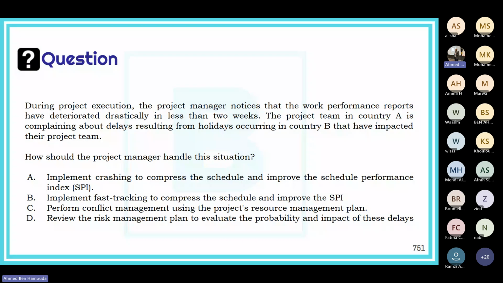Perform conflict management using the project's resource management plan, or review the risk management plan to evaluate the probability and impact of these delays. Okay, so definitely the right answer is the last one, because here we need to evaluate the probability and impact of these delays on the project. Okay, it's not about compressing or fast tracking or crashing, neither using the resource management plan to perform conflict management.